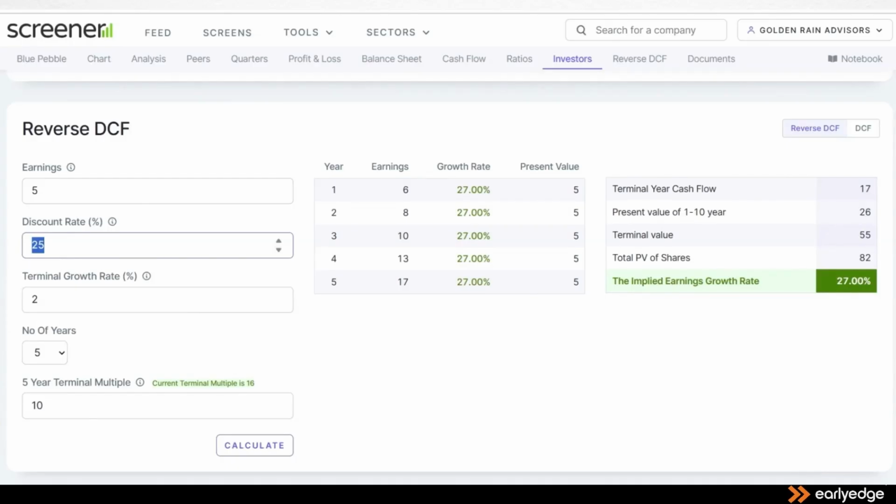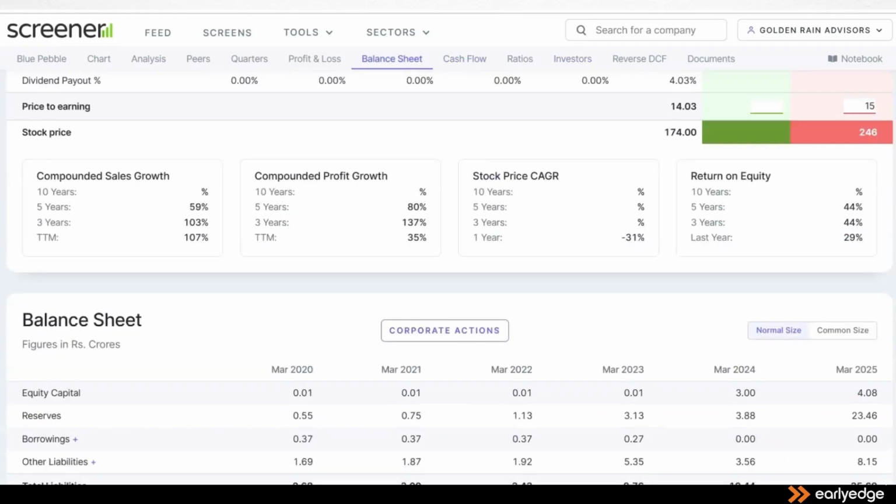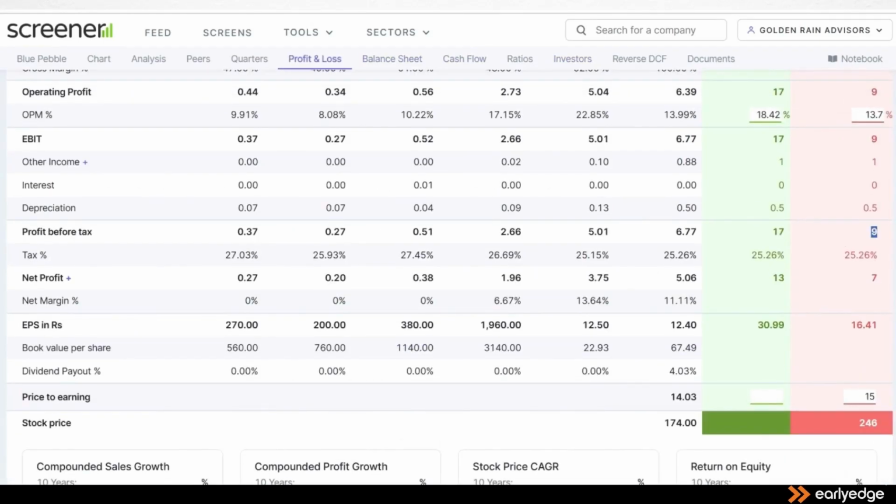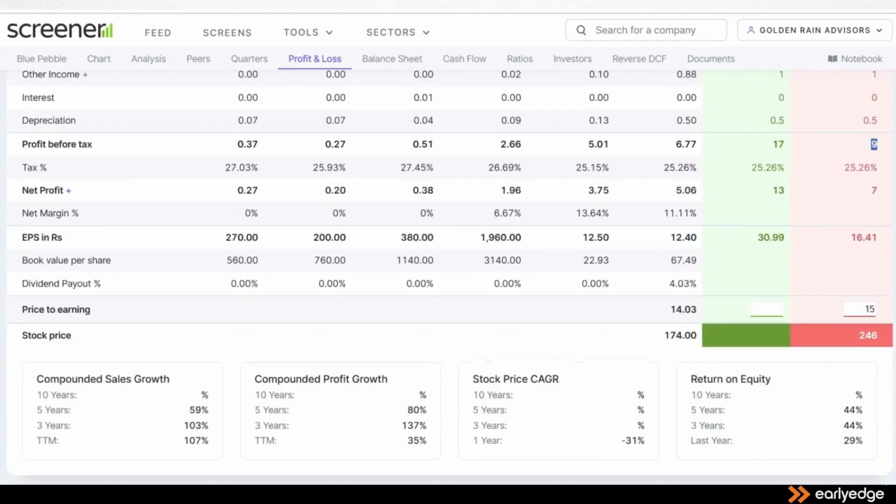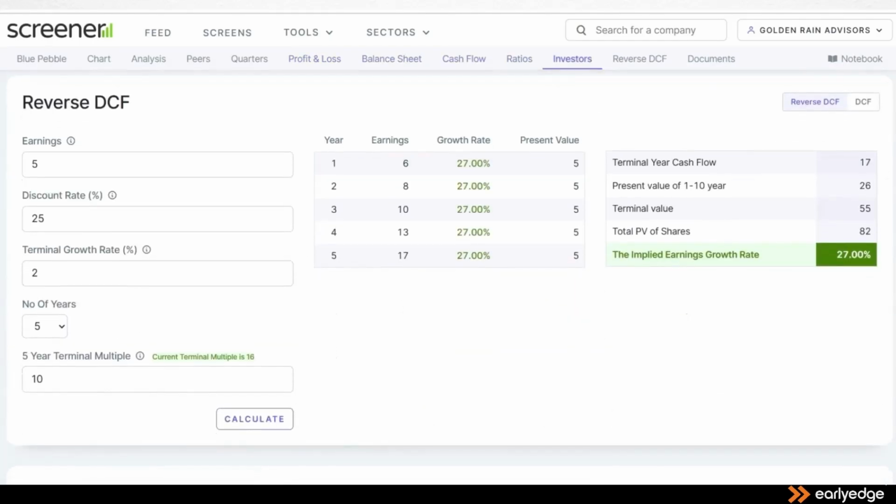And if you are taking future profit or future profit before tax, then these numbers can change a lot. So even if you take 7 or 8, you see the growth rate coming lower. And if your return expectations are lower, again, this growth rate falls. If you're taking a terminal growth rate of 5, this falls down again. So if your holding period is longer, it again falls down.